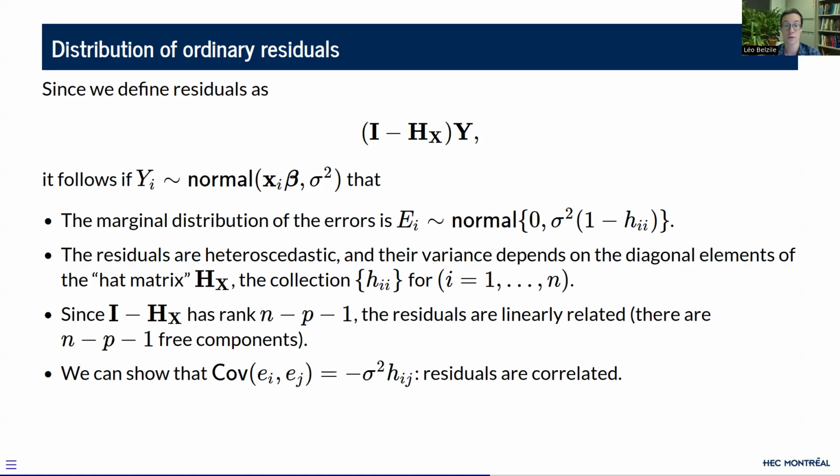The second consequence: H(X) is rank p plus 1, so identity minus H(X) is also a projection matrix. It has rank n minus p minus 1, and there are n observations. If the rank is n minus p minus 1, that means there are p plus 1 linear relations between them. So truly I have correlation between the observations. And if you do the math and look at the covariance, you'll find that the covariance is minus sigma squared times h_ij. So again, it depends on the elements of this weird matrix. But the residuals are correlated.